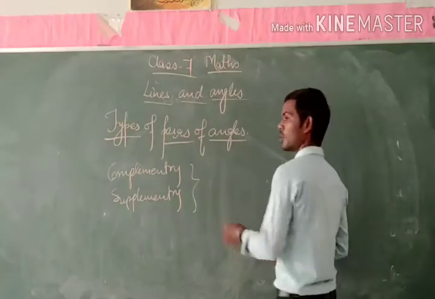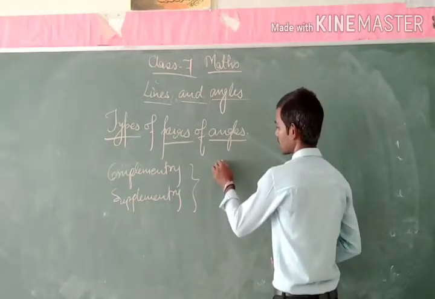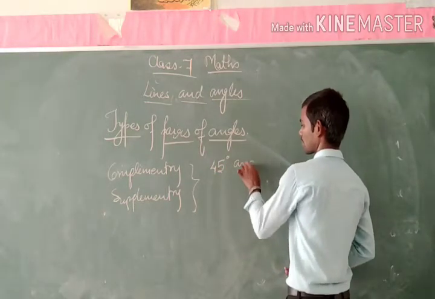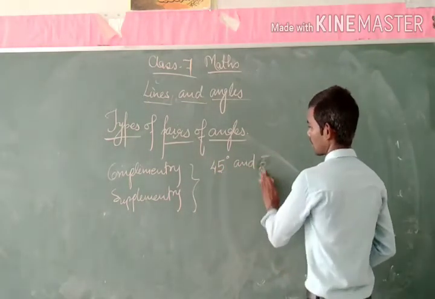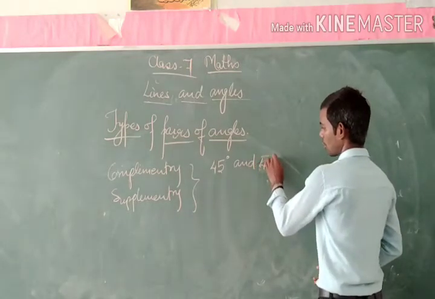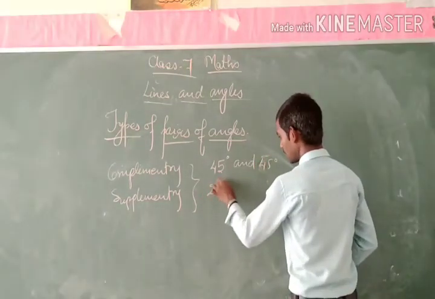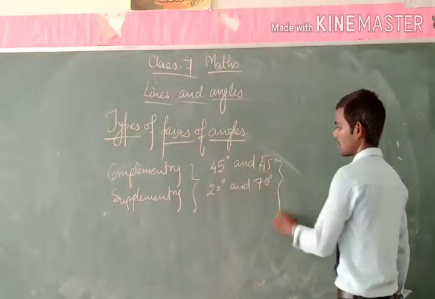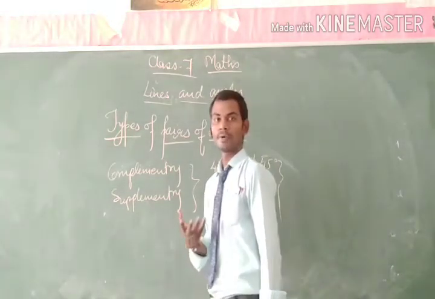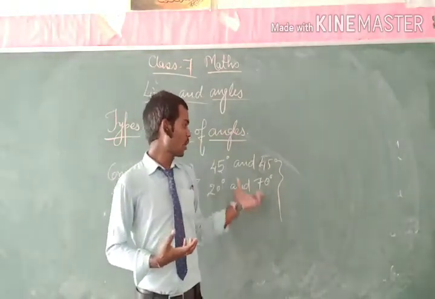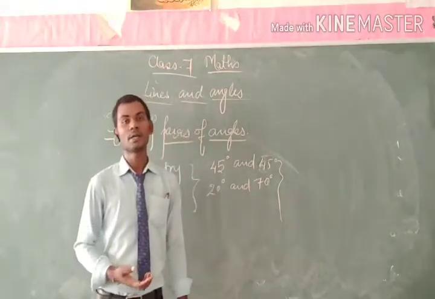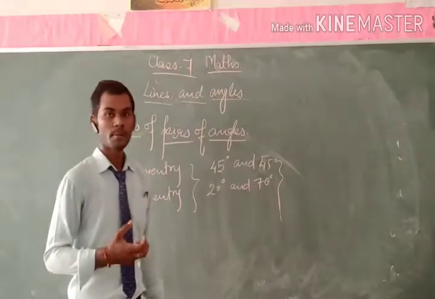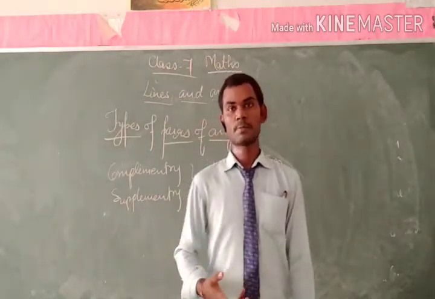For this, if two measures of angles are given like 45 degrees and 45 degrees, or 20 degrees and 70 degrees, then if we find their sum, in both cases we get 90 degrees. That means if the sum of these two measures is 90 degrees, then these two angles are known as complementary angles.